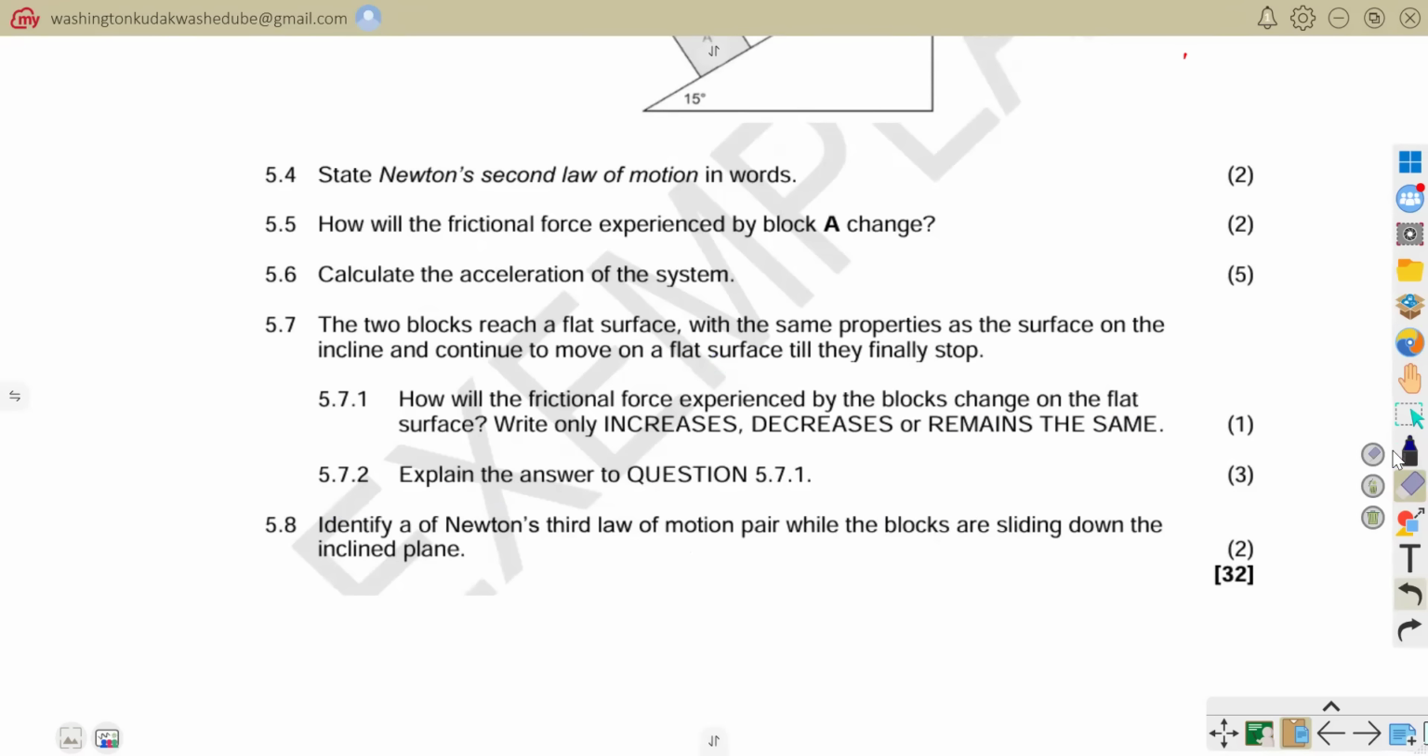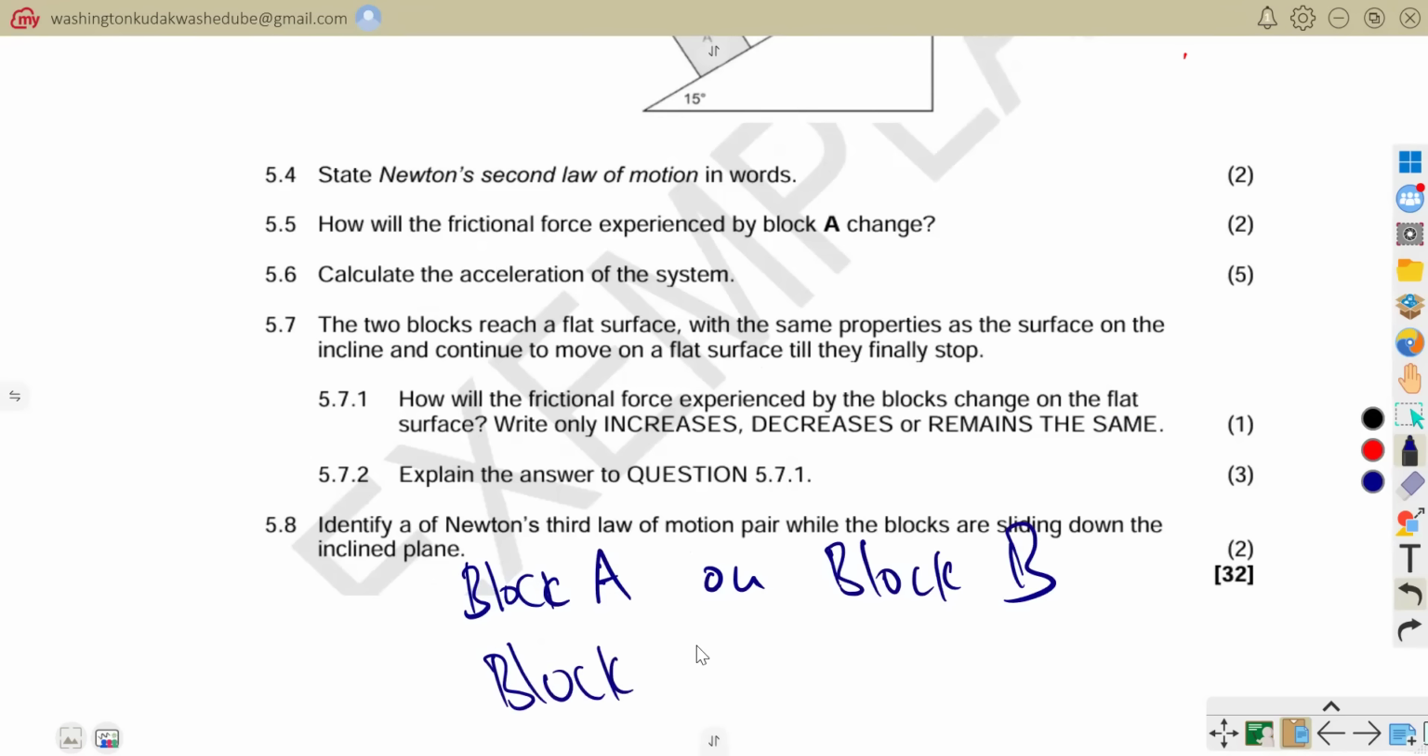Now, they are saying, identify a pair of Newton's third law of motion forces while the blocks are sliding down the inclined plane. So this would be block A acting on block B, as well as block B acting on block A. Those are the pairs that support Newton's third law.